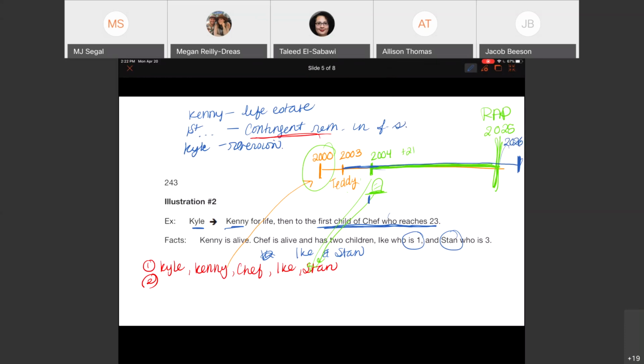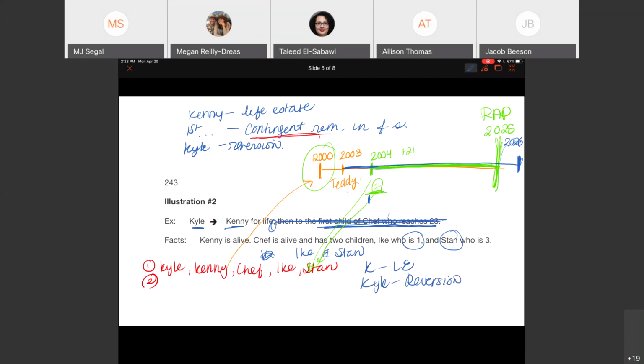A good way to figure out what words go together is commas. Commas are very important in drafting contracts, and in real property, when we do deeds and write property descriptions, because they tell us what goes together. So we know there's a comma here. We are going to blue line or just cross out this conveyance right here. So that leaves us with Kenny with a life estate and Kyle with a reversion.